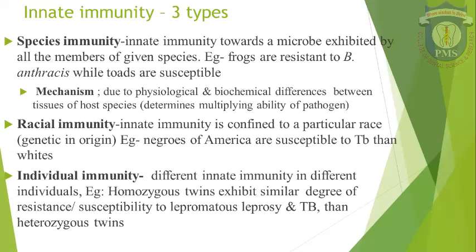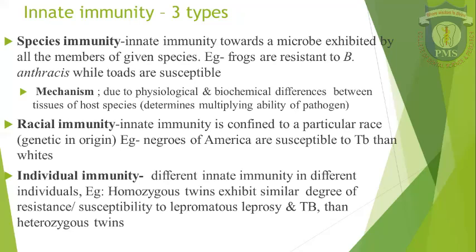Next, we will look at the types of innate immunity. Innate immunity is of three types: species immunity, racial immunity, individual immunity. What is species immunity? It is the innate immunity towards a microbe exhibited by all members of a given species. Example, frogs are resistant to Bacillus anthracis while toads are susceptible. The mechanism may be due to physiological and biochemical differences between the tissue of host species.